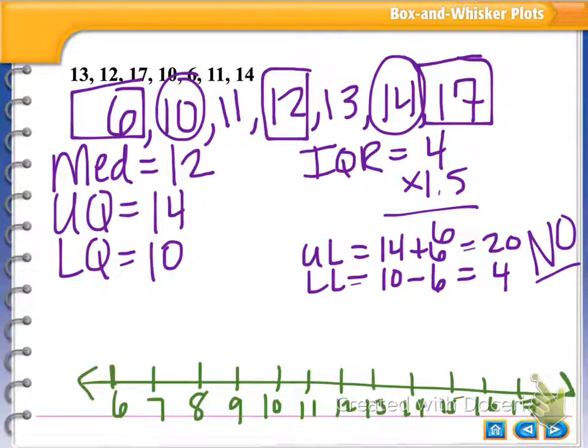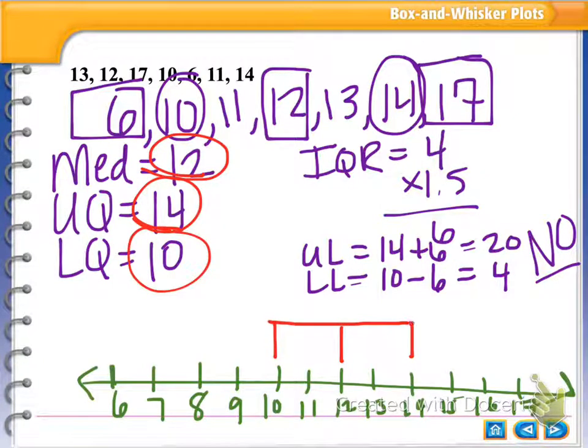All right, got my number line done. Now we are ready to actually graph this box and whisker plot. So the first thing, I need a vertical line at 12 for the median, a vertical line at 14 for the upper quartile, and a vertical line at 10 for the lower quartile. Connecting these three, I create my box.